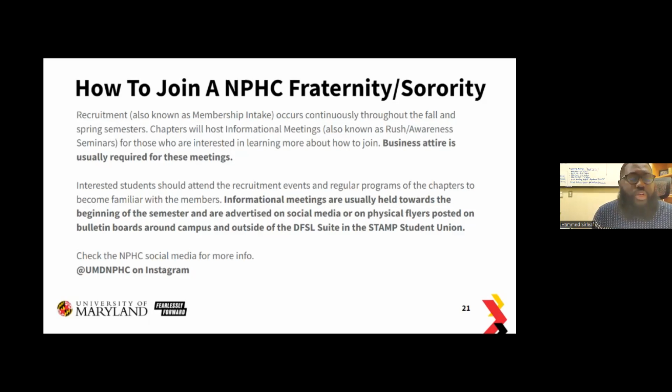So interested students should also attend different events that these organizations have. So just like Jordan was talking about earlier, they're going to have some very serious educational events. They're going to have some social events. And really, that's how you're able to get a feel of every organization and seeing what would be the best fit.